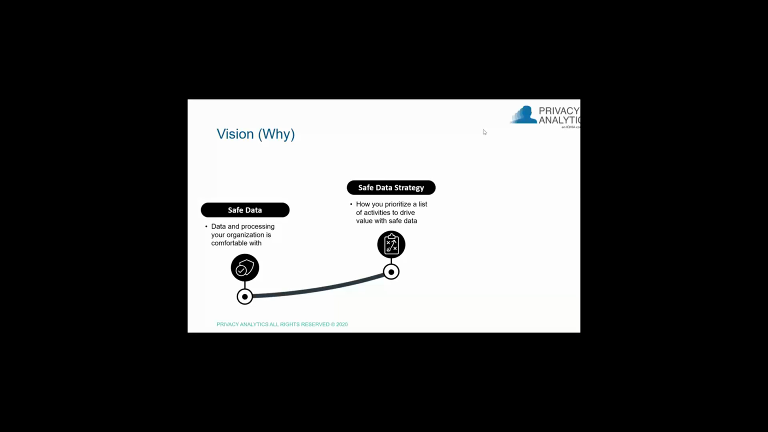Now, how we prioritize these activities is part of our strategy. It includes, very importantly, the organizational objectives. Safe data is not just safe for the sake of compliance. We have to align to those organizational goals, whether they be efficiency and innovation, competitive pressures, or even justification for processing sensitive data. This is how we drive value with sensitive data.